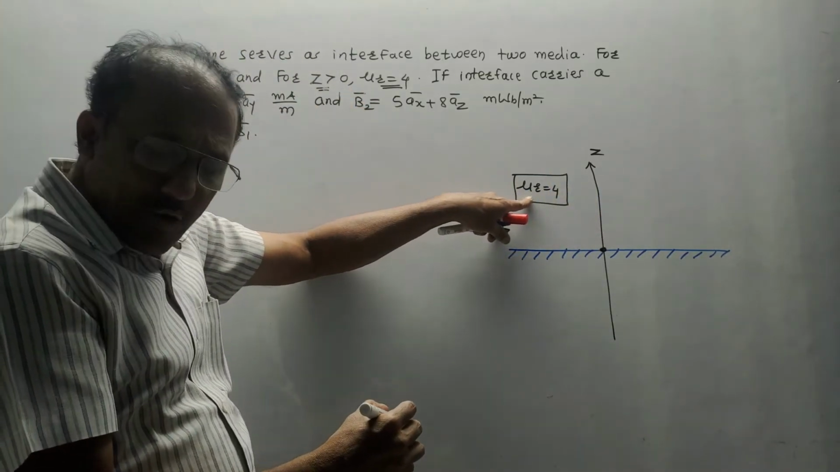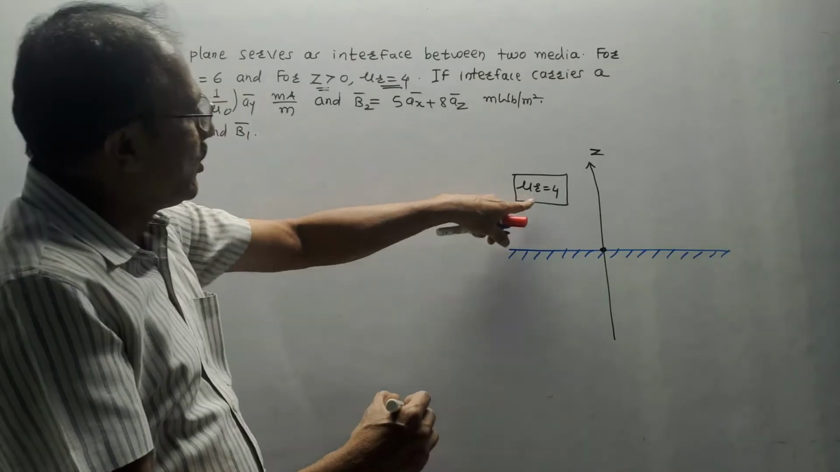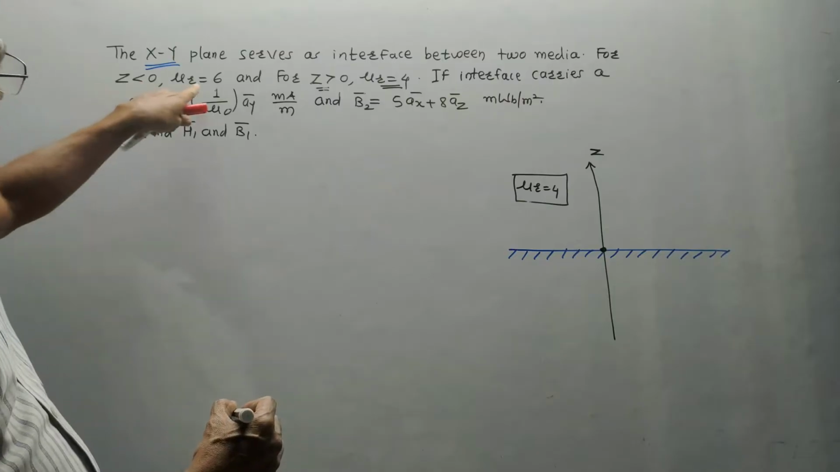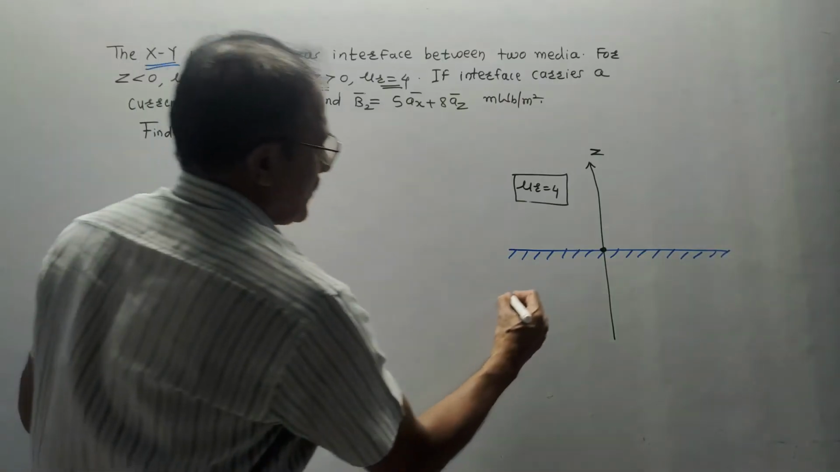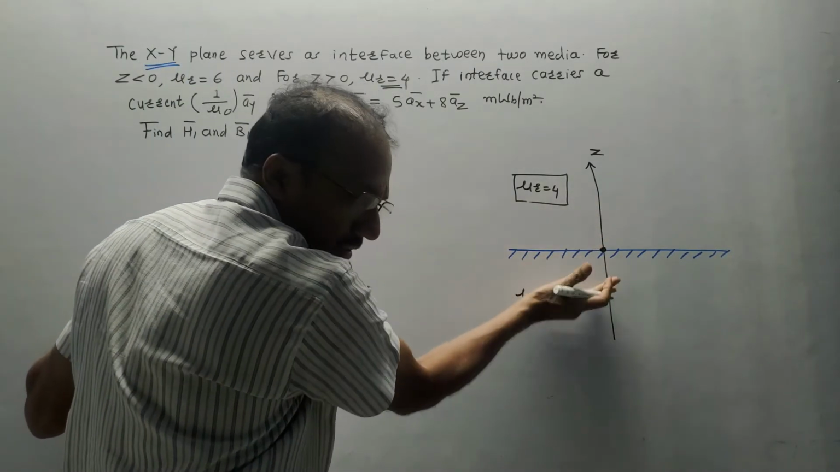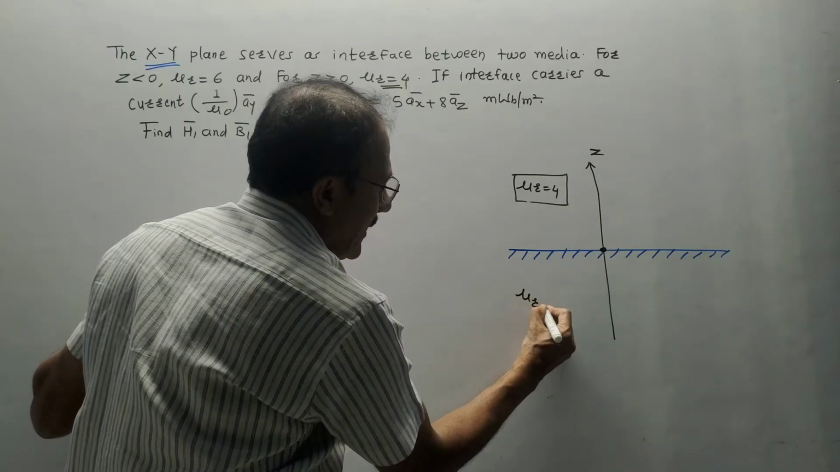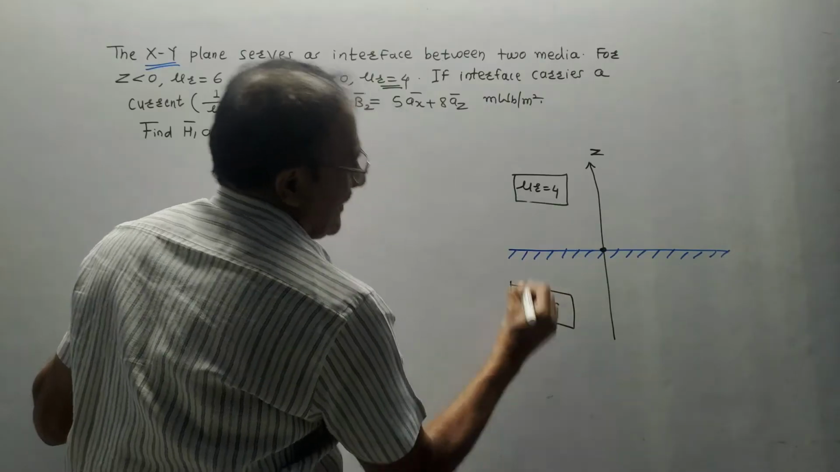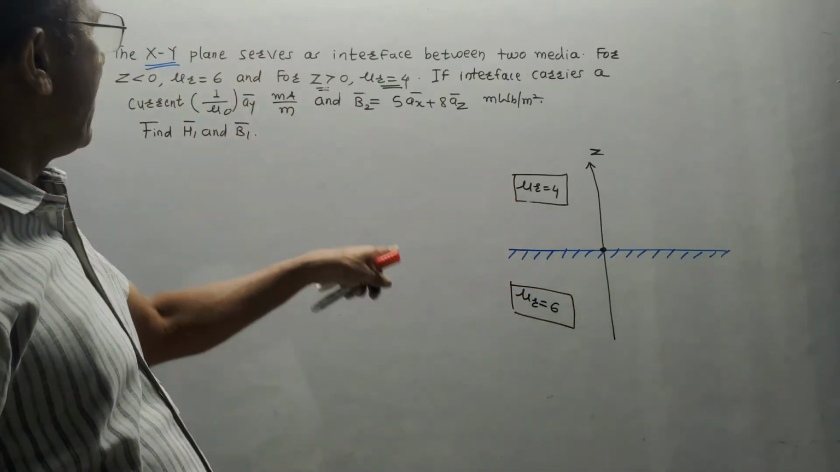This is mu r. Mu r is relative permeability, because this is a problem of magnetostatics. And for z less than 0, the value is given as mu r equals 6. So z less than 0 means the lower part along the negative z axis. So this is mu r equals 6. These values I have written.